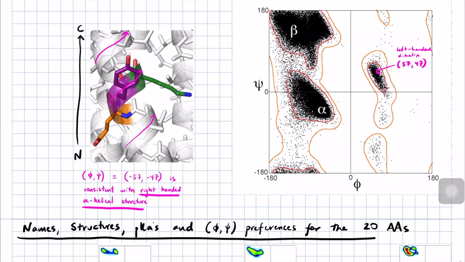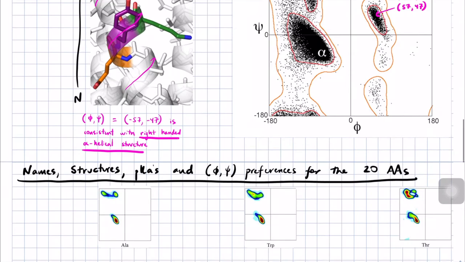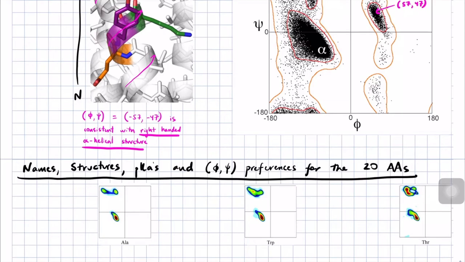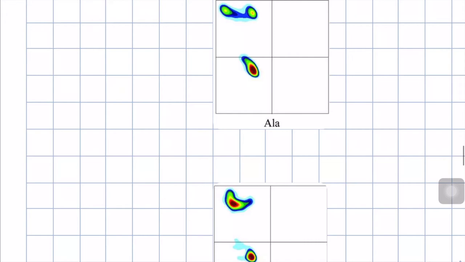And so we're now going to introduce the names, the structures, phi psi preferences, and where appropriate pKa's for each of the 20 canonical or proteinogenic amino acids. And we'll tend to put them in groups. So first, we have alanine. Its three-letter code is ALA. Its one-letter code is A. I want you to know both of those.